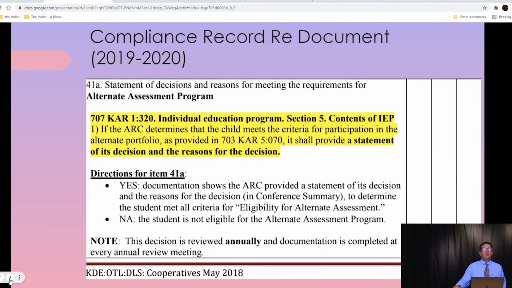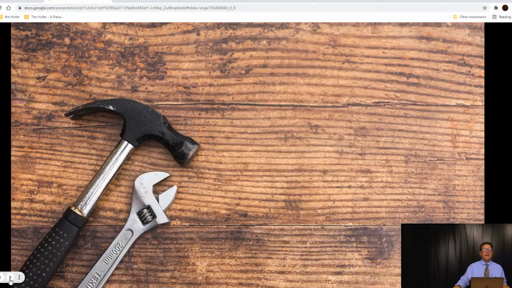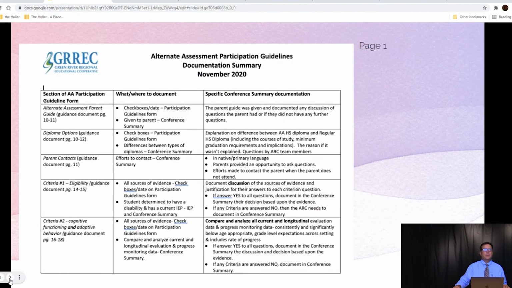So 707 KAR says a statement of decisions regarding meeting the requirements of the alternate assessment, the contents of the IEP. If the ARC determines the child meets the criteria, it shall provide a statement of its decision and the reason for the decision. So this is straight out of your regular compliance record review document, and you also need to be aware of that. And certainly that is something that you would look at and be thinking about.